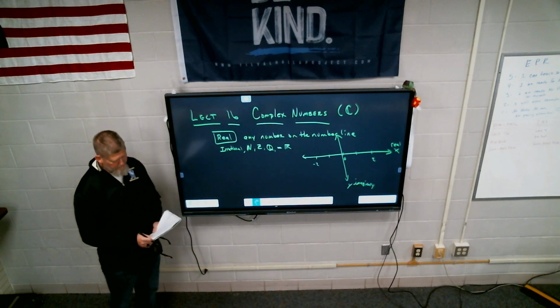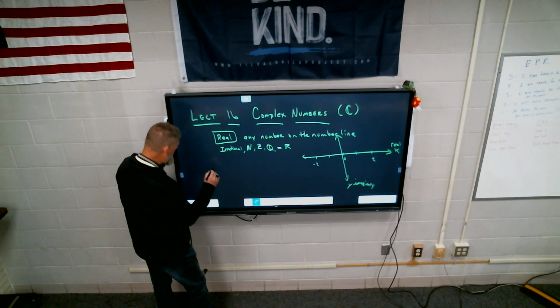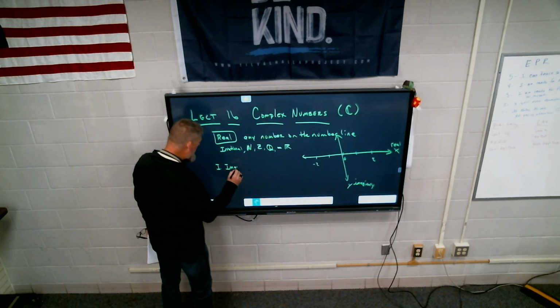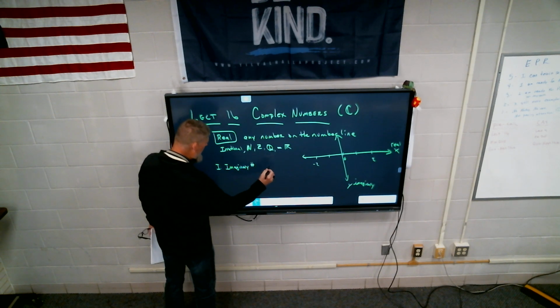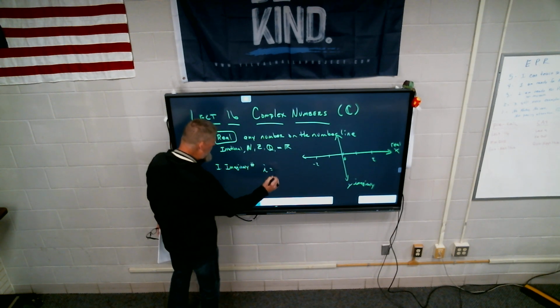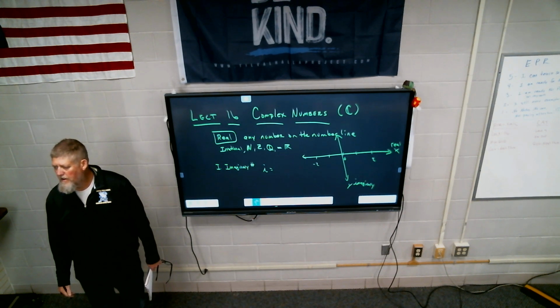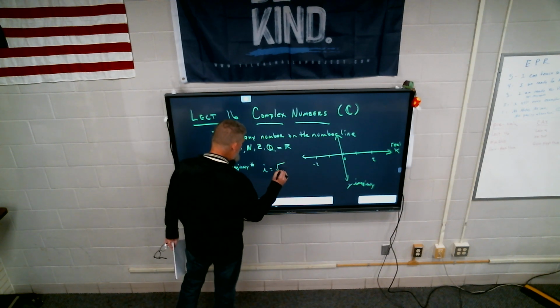Real and imaginary graphs. Okay, so what is the only imaginary number? Roman numeral 1. The imaginary number is i, which equals the square root of -1.